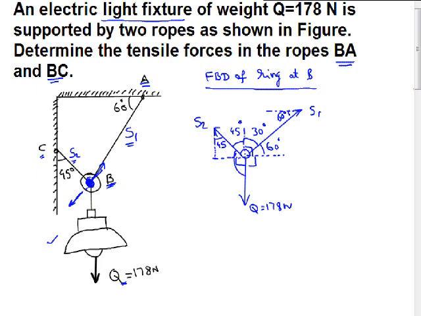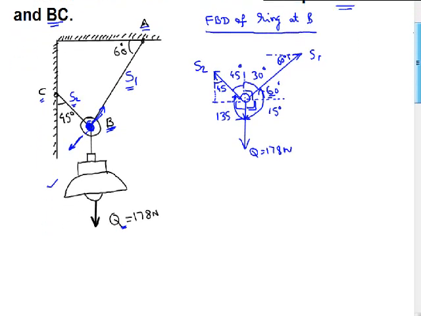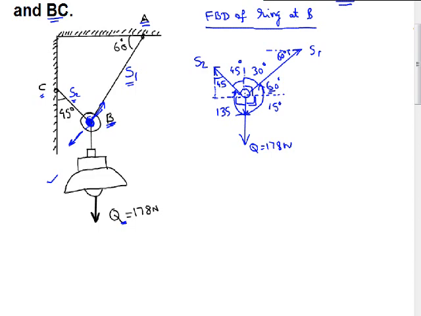This whole angle from here to here is 90 plus 45, 135. This whole angle from here to here is 90 plus 60 degrees, which is 150 degrees. Once we have all these angles indicated correctly, all we need to do is invoke Lami's theorem, which deals with three forces keeping a body in equilibrium. The three forces are Q, S1 and S2.